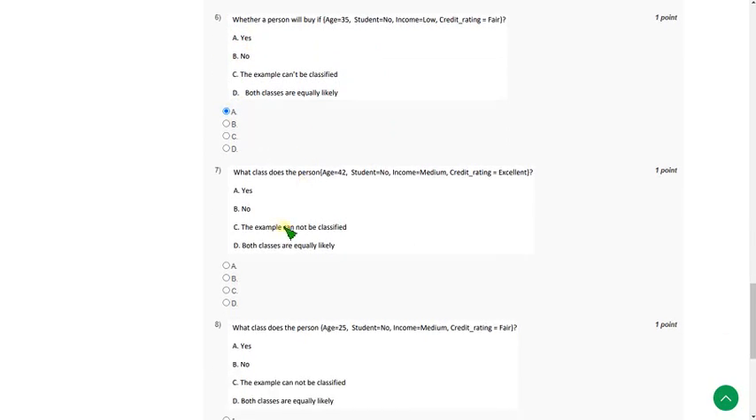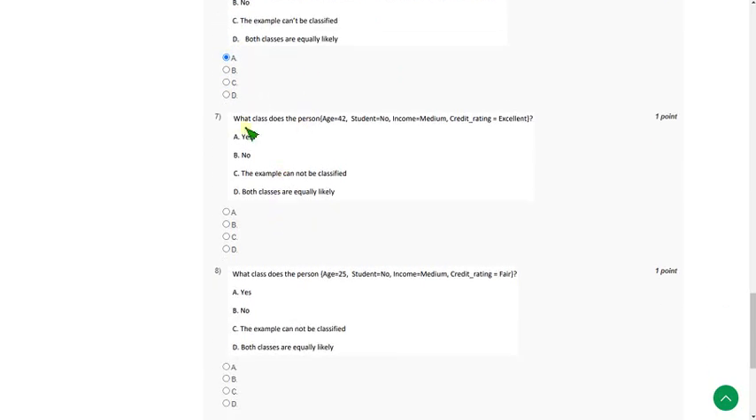Moving on to the seventh one. What class does the person with this criteria belong to? Age 42, student no, income medium, credit rating excellent. So with these attribute values, the answer is option B, no, he will not buy a laptop. So option B.